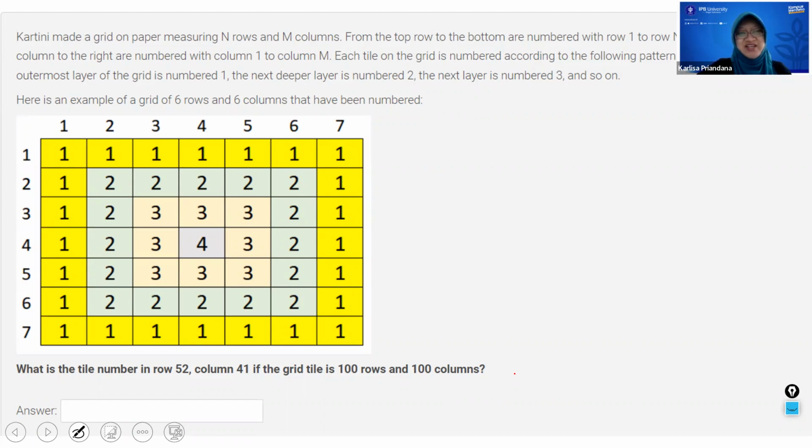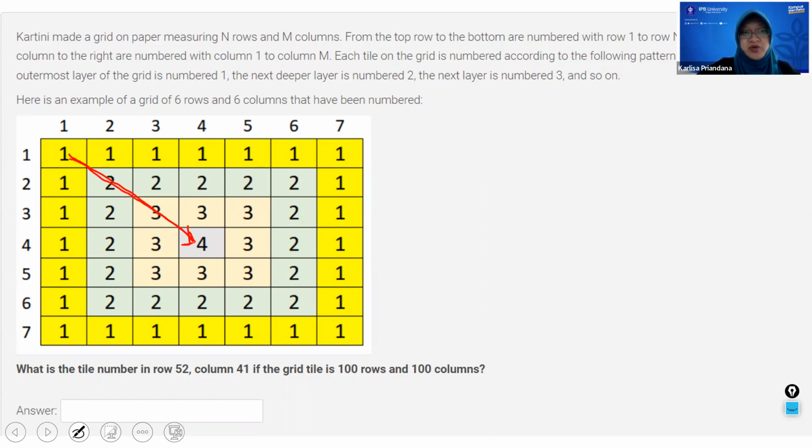Basically you have an n by n grid, and the rule is to give numbers to the grids following these rules. You put 1 in the box in the outer grid, then 2 in the inner one, then 3 further inner, 4, and so on. In the diagonal you can see the pattern is 1, 2, 3, 4, until you reach the middle point.